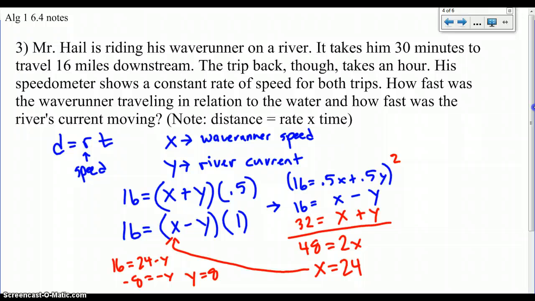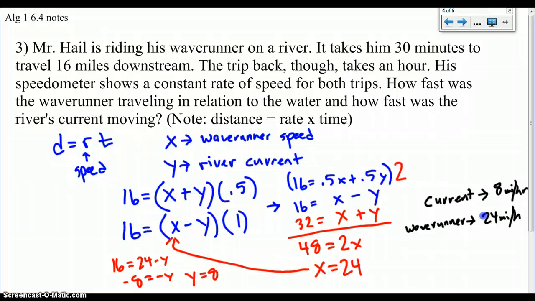All right, the key to a problem like this is to make sure you write your answer in a way that actually makes sense. So I'm going to do that over here. I'm going to say the current was 8, and that's going to be in miles per hour, where the wave runner, this was our x value that we found first, the wave runner was traveling at 24 miles per hour.